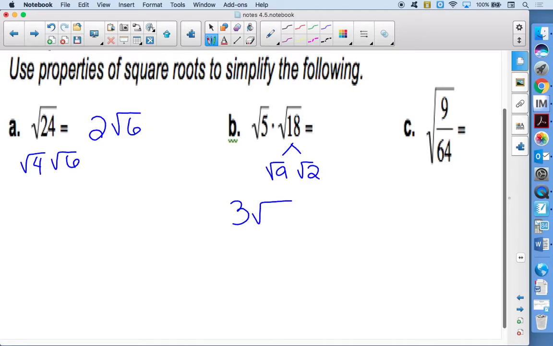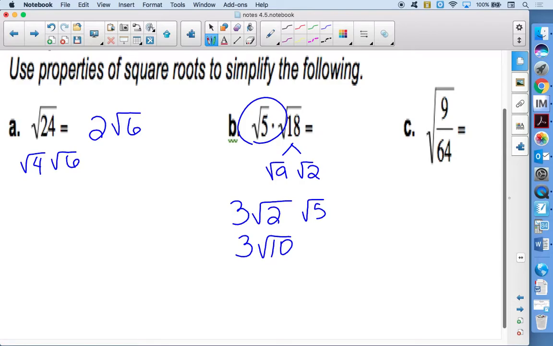Good. So he broke 18 down into 3 square roots of 2, and then you still have this square root of 5. So he said he had 3 square roots of 10. Nice job. So break the 18 down, and then continue to keep the square root of 5, the square root of 2, multiply those together. Letter C, we have the square root of 9/64.